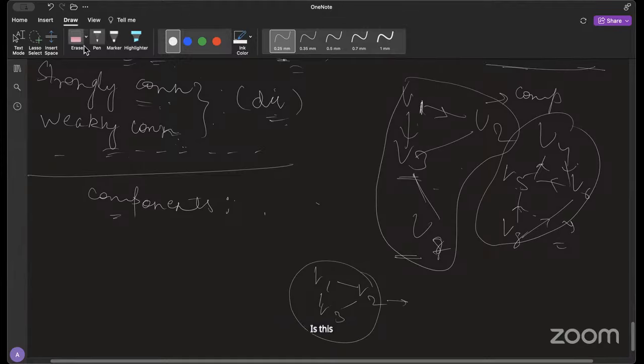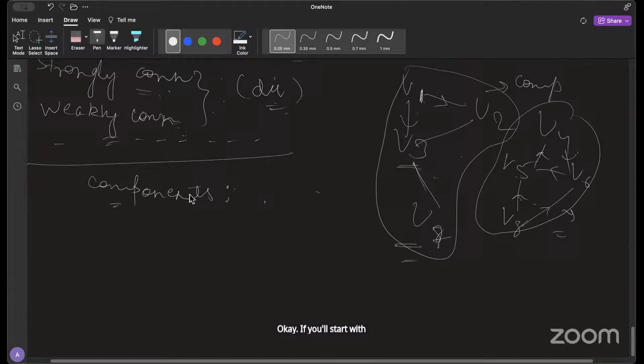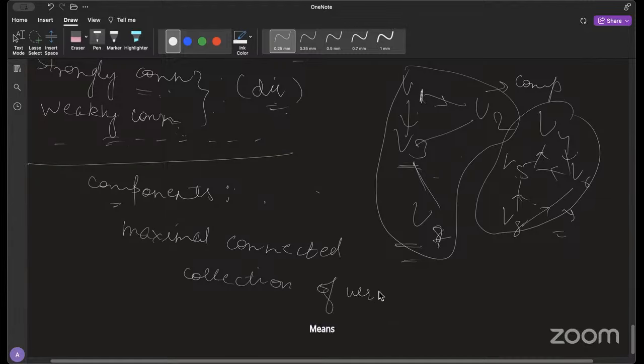Is this clear? Ma'am, what is maximal? Okay, if you start with this graph, a component is a maximal connected collection of vertices. Does it mean a maximum cardinality of edges? No, it has nothing to do with the cardinality of edges and all. You just have to collect vertices.